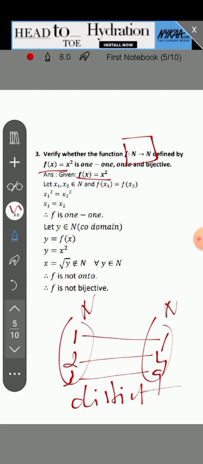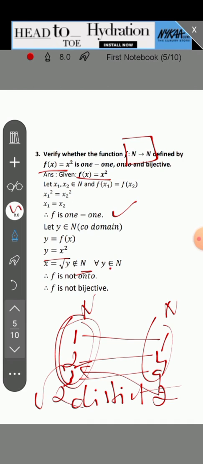Now let's see about onto. Let y belong to the codomain. y is equal to f of x, which means y is equal to x square. If you take the square root, x is equal to square root of y. But square root of y is not in the domain, it does not belong to n. Therefore, this function is not onto. That means if I take some element like 2 in the codomain, is there any pre-image for this? That becomes root 2. Root 2 is not there in the natural number set. That's why it is not an onto function. A function that is 1 1 but not onto is not a bijective function.